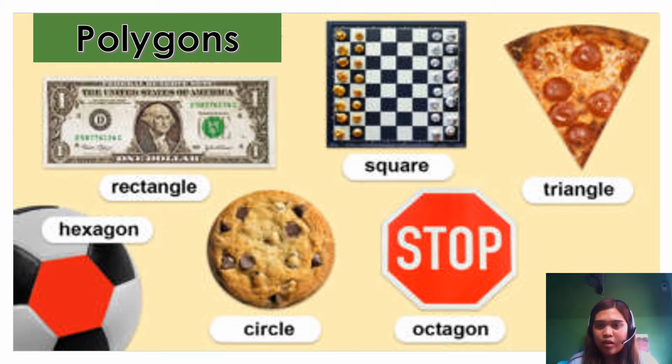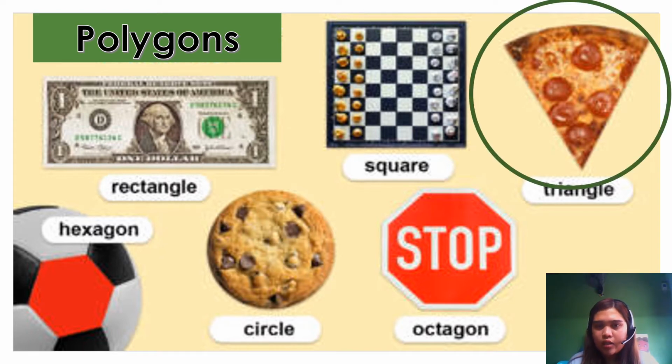Polygons are everywhere in our surroundings. There are different sizes, shapes, and sides. Examples of polygons are triangles. We know that a three-sided polygon is a triangle. This week, we are going to identify and describe triangles according to sides and angles.